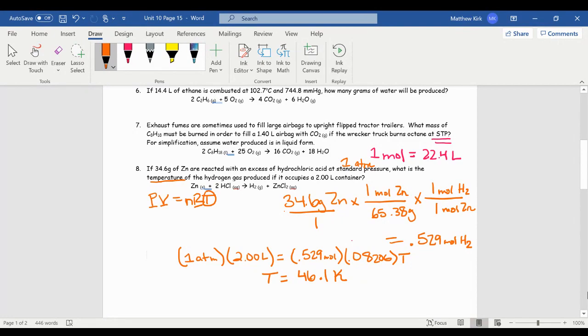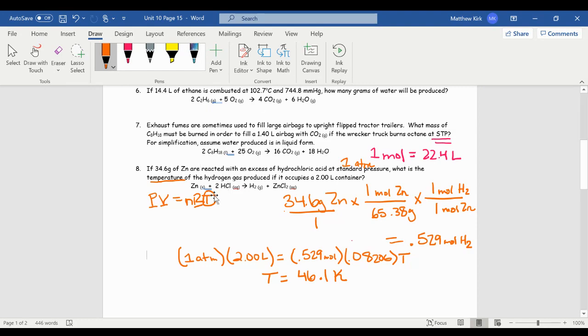So again, that was kind of a tricky one as we took a look at that. The key was recognizing that we have pressure, we want temperature, and we're given volume. And we're told how much we have of something, so we should be thinking ideal gas law with P, V, n, and T in the problem.